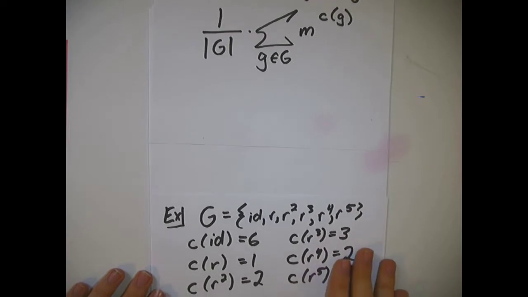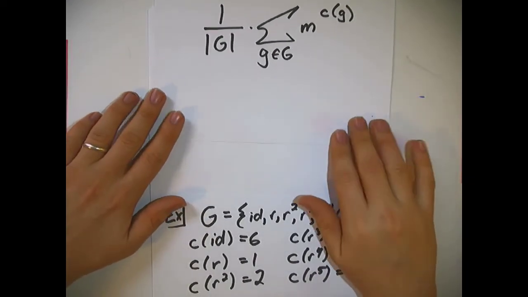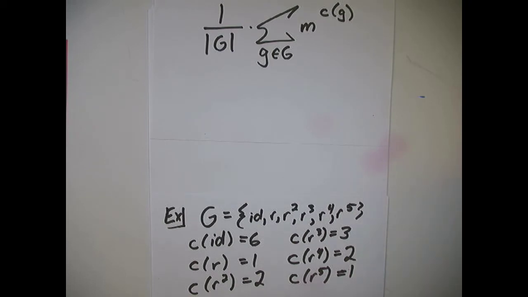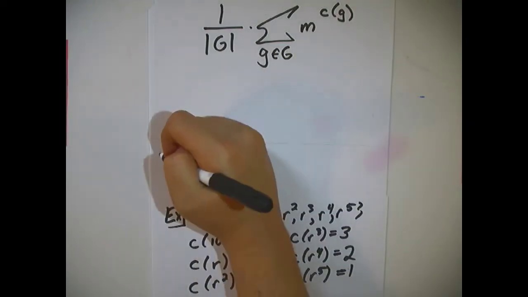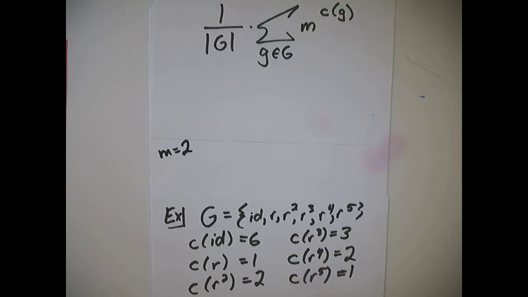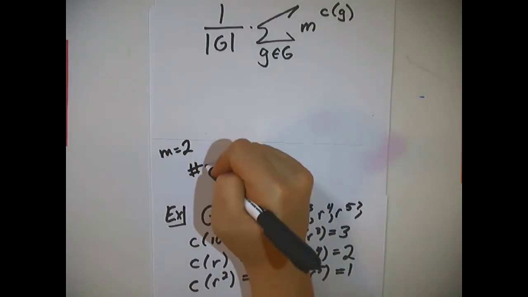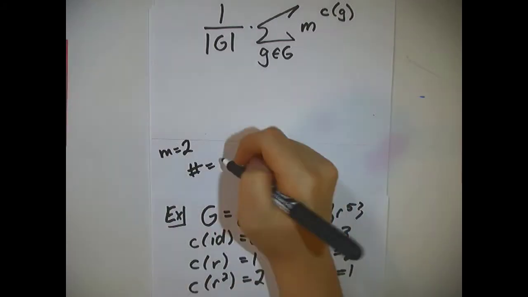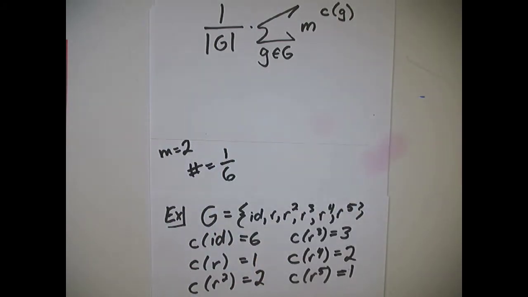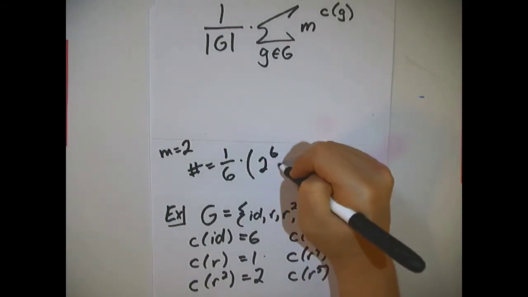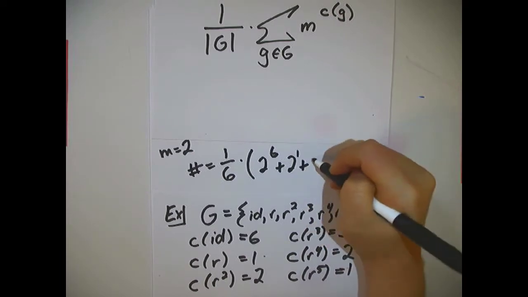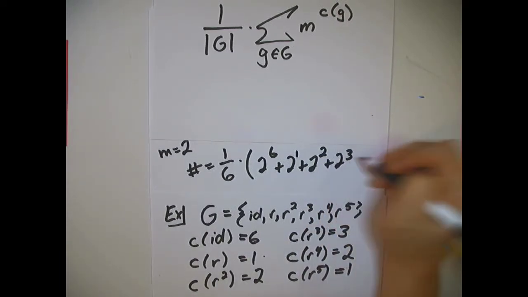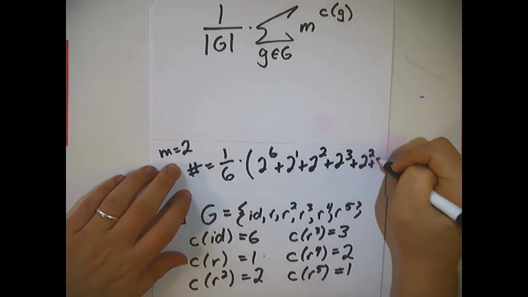Okay, so I want to apply this formula in the specific instance of our group here. So this is our six-beaded necklace case. And so if we want to do the problem where we're saying that we want to color it in black and white, then that is to say M is 2 in our case. Okay. And so then the number of colorings should be equal to 1 over the number of symmetries, which is 1/6, times 2 to each of these powers added together. So that is 2 to the 6th plus 2 to the 1st plus 2 squared plus 2 cubed plus 2 squared plus 2 to the 1st.